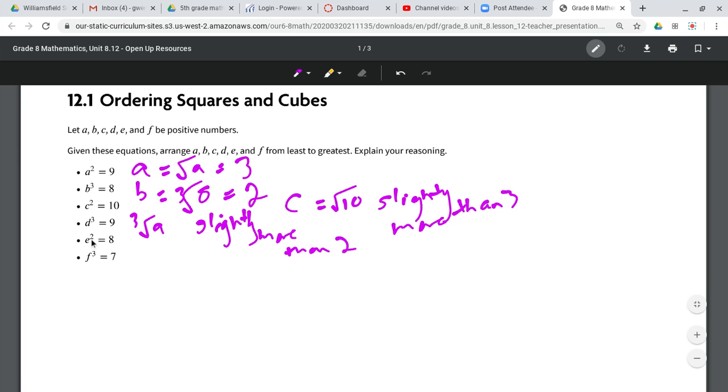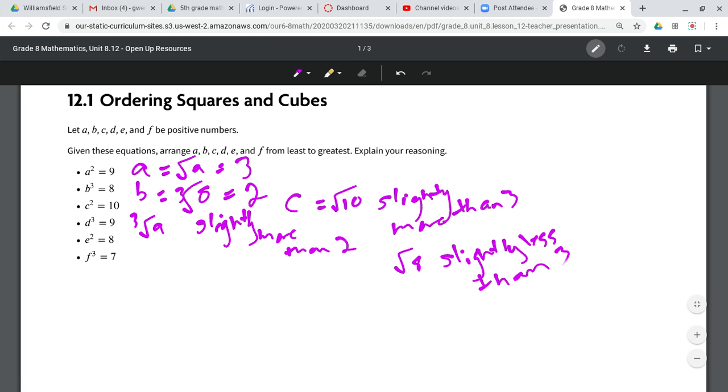All right, for E, we're taking the square root. So write this out here, square root of 8. Now, if we think about this, the square root of 9 was 3. Square root of 8 is just going to be under that, so slightly less than 3.